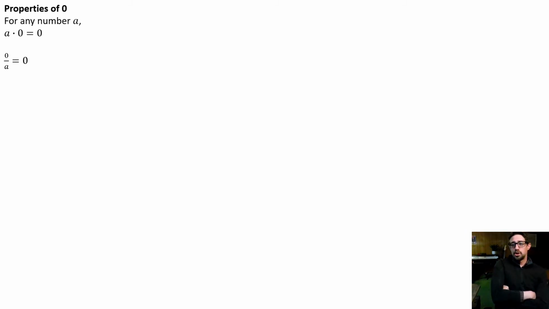Similarly, if you take 0 and you divide it by any number a, you also get 0. So think about it: if I have nothing and I divide that into 10 parts, what are all my 10 parts equal to? Well, still nothing, right? If we chop 0 up into as many little pieces as we want, all those pieces still have no quantity. So they're all still 0.